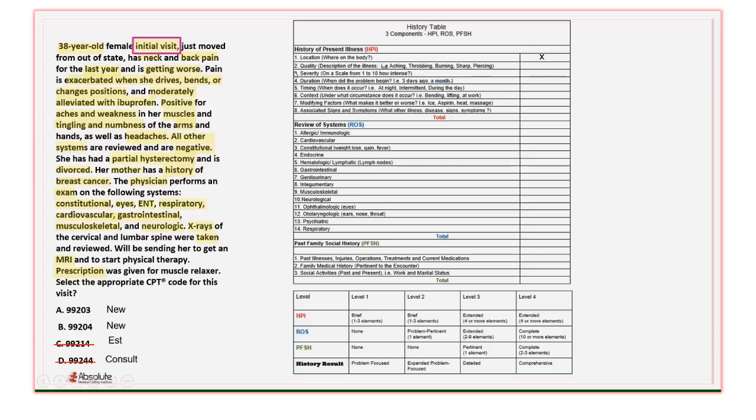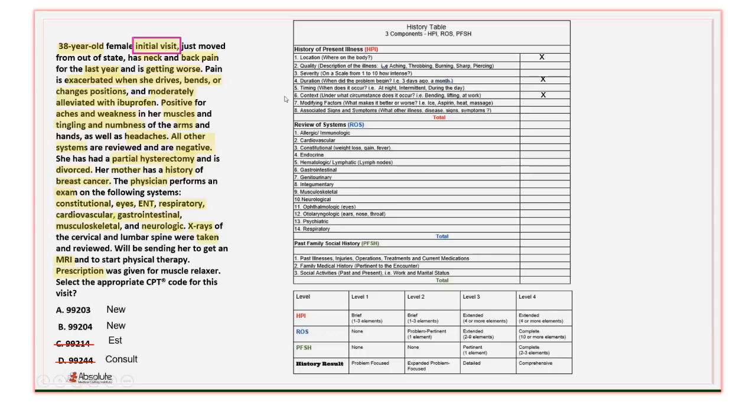The next thing that I'm going to check is the duration, because it says, when did the problem begin? Example, 3 days ago, a month, etc. It says for the last year. So we know for the last year she's been having this problem, so that would be our duration. Now, the other thing is it's getting worse, and then it says pain is exacerbated when she drives, bends, or changes positions. I would say that would fall under context. What do you guys think? Under what circumstances does it occur? When she drives, bends, or changes positions. So I put that under context.